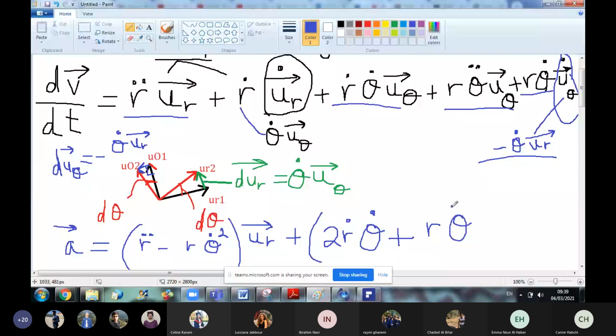Okay, so now I can deduce that my acceleration has a radial and transverse component. The radial component is called AR. AR is r dot dot minus r theta dot square. And this is the transverse component A theta. A theta is 2r dot theta dot plus r theta dot dot. Okay, so any question on this?